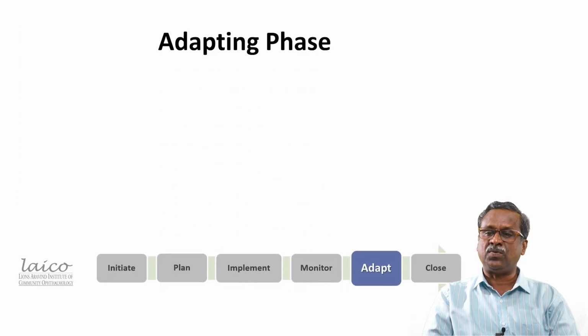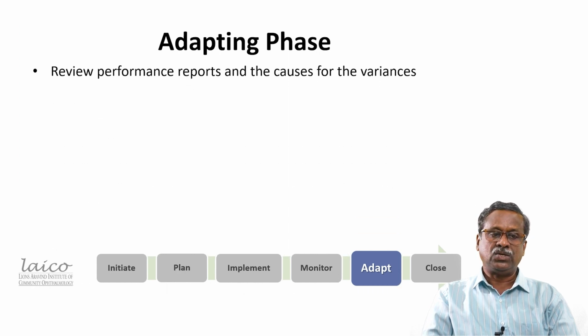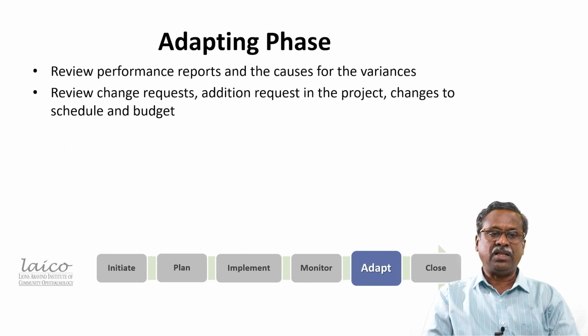Adapting phase. This phase refers to the process by which the project manager adapts the project management methods and determines what works best for the project. So review the project performance report and understand the causes of variance. Sometimes it may be due to floods or any social cause that the variance occurs. And then review the change requests. If you want any addition in the project, or any change in schedule or budget, we can make the necessary changes during the adapting phase.